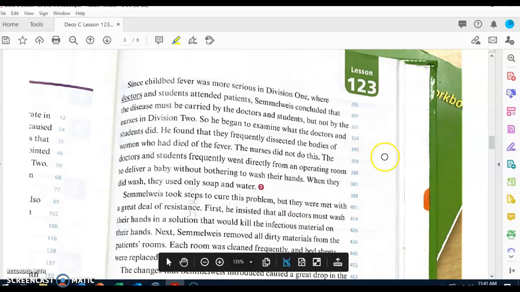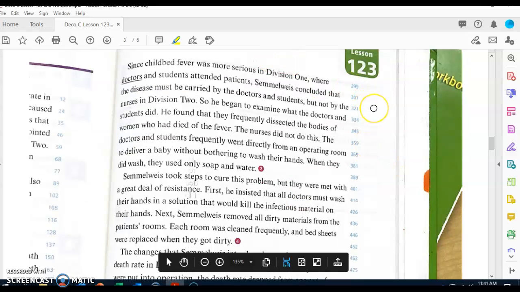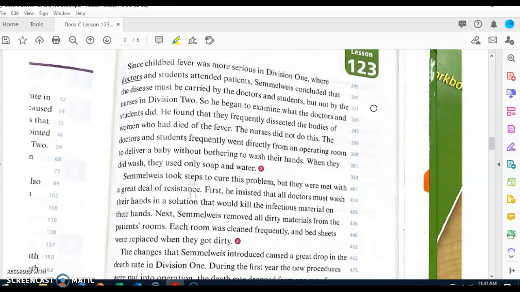Please keep following along. Since childbed fever was more serious in Division 1, where doctors and students attended patients, Semmelweis concluded that the disease must be carried by doctors and students, but not by the nurses in Division 2, so he began to examine what the doctors and students did. He found that they frequently dissected the bodies of women who had died of the fever. The nurses did not do this. The doctors and students frequently went directly from an operating room to deliver a baby. Without bothering to wash their hands, or when they did wash, they used only soap and water.